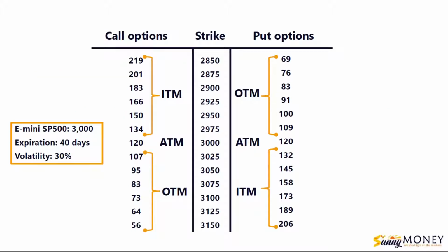Let's take an example. If the underlying S&P 500 is at 3,000 points, the call 2900 will be ITM, and the put 2900 will be OTM, because the strike of both options is lower than the value of the underlying. On the contrary, a call 3100 will be OTM, while a put 3100 will be ITM, because the strike of the options is higher than the value of the underlying. A call and a put 3000 will instead be ATM, because the strike price corresponds to the value of the underlying price. Those options with strike price very far from the underlying price are called deep OTM or deep ITM.